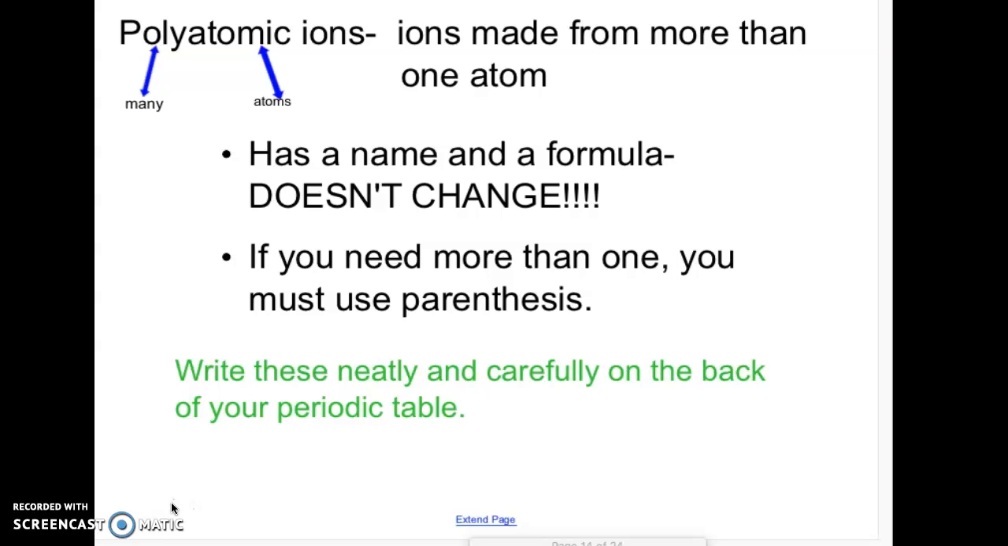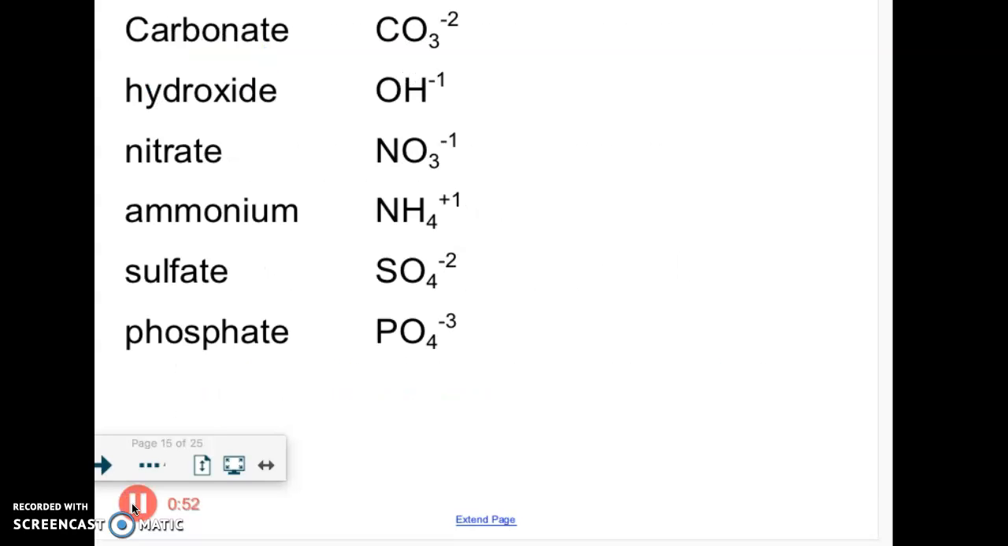The ones I want you to write on the back of your periodic table are right here. So write carbonate, hydroxide, nitrate, ammonium, sulfate, and phosphate. Now you need the symbols along with the charges. That is very, very, very important. So this is what I meant by their formulas do not change.